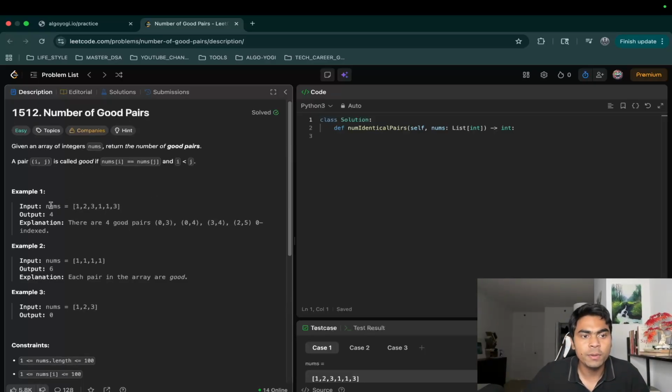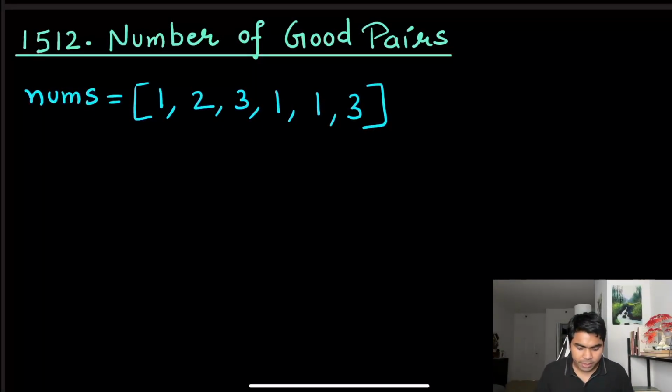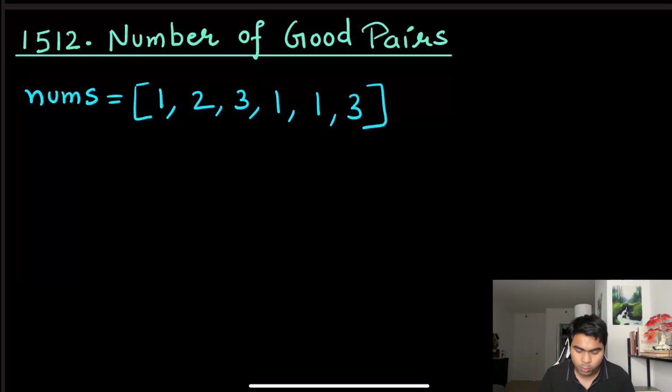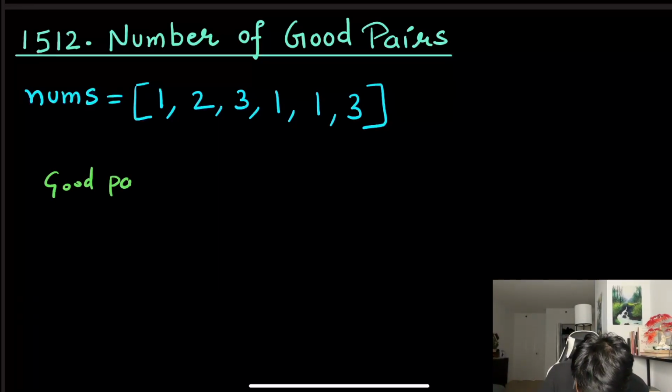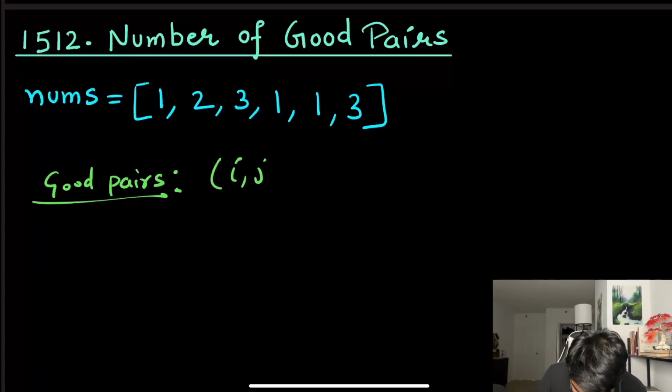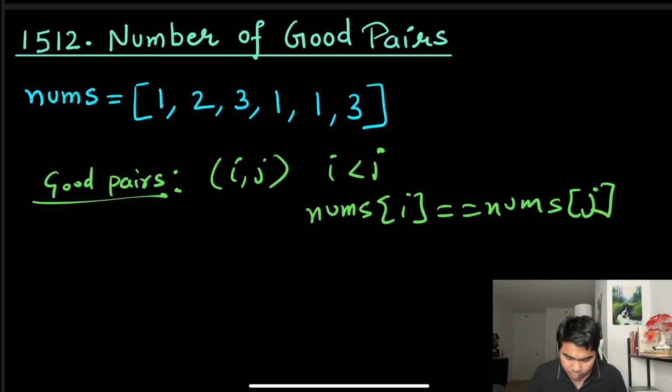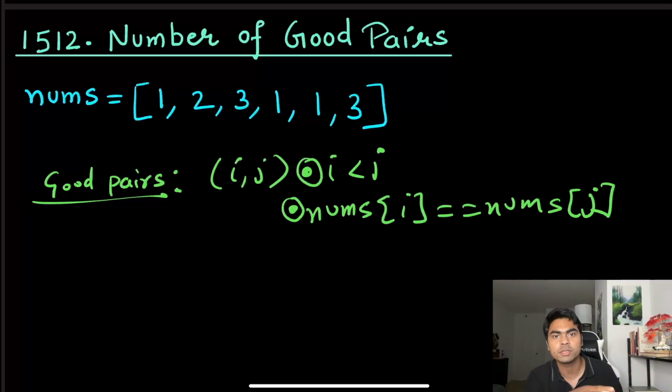So I've taken the first example right here. We are given nums and we need to count the number of good pairs. What is the definition of a good pair? We need to count good pairs where, for a pair (i, j), i is less than j and nums at i is equal to nums at j. So tell me the brute force solution of this problem. What would be the brute force solution?